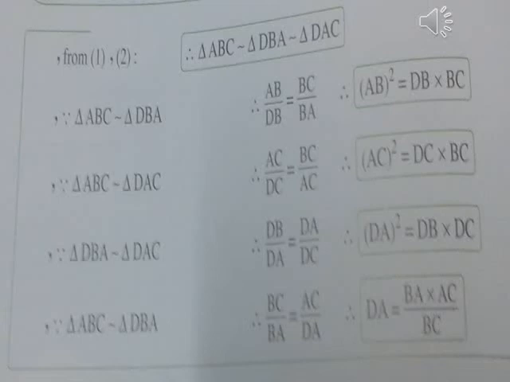Since triangle DBE is similar to triangle DEC, therefore DB over DE equals DE over DC, therefore DE square equals DB times DC. Since triangle EBC is similar to triangle DBE, therefore BC over BE equals EC over DE, therefore DE equals BE times EC over BC.